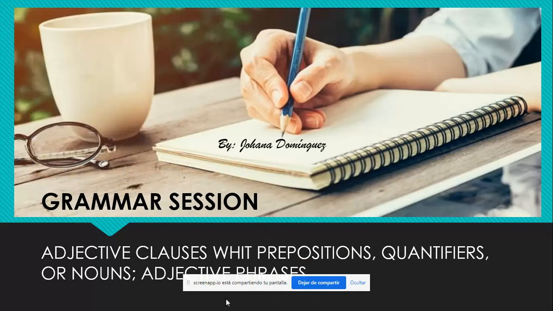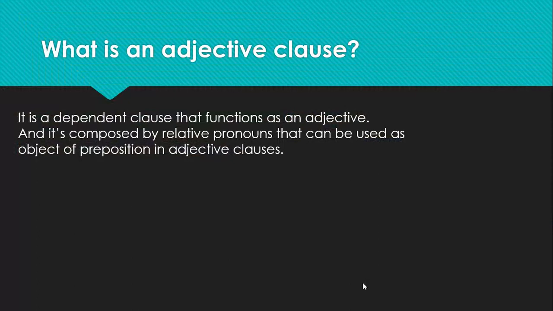We are going to see adjective clauses with prepositions, quantifiers, nouns, and adjective phrases. Let's get started. First of all, what is an adjective clause? It's a dependent clause that functions as an adjective, and it's composed of relative pronouns that can be used as object of preposition in adjective clauses.